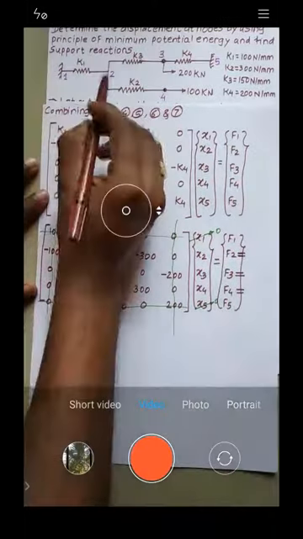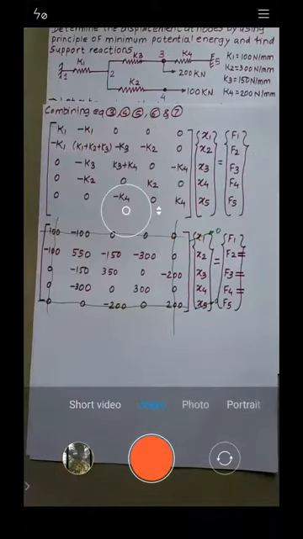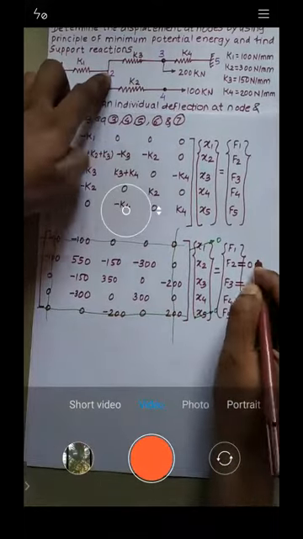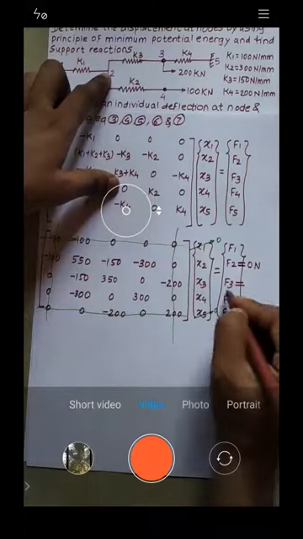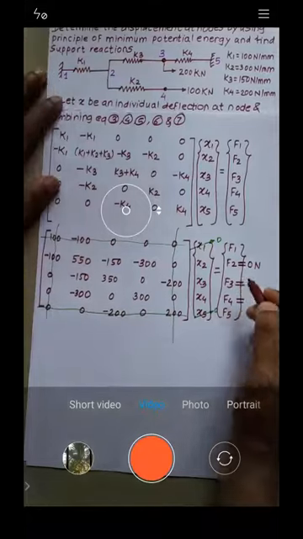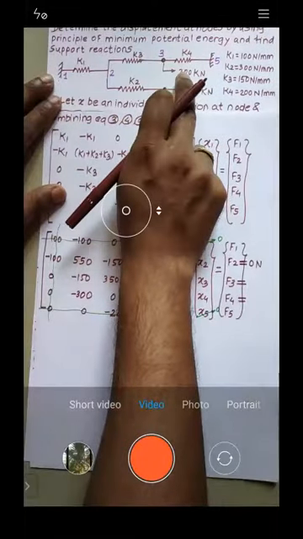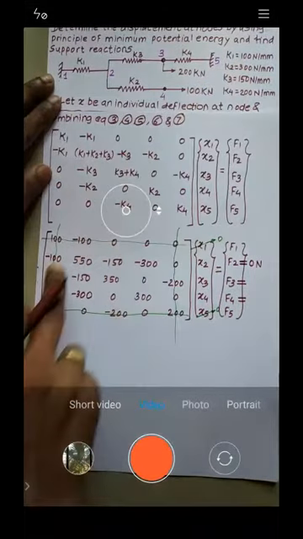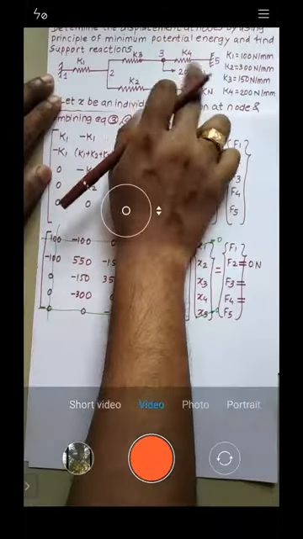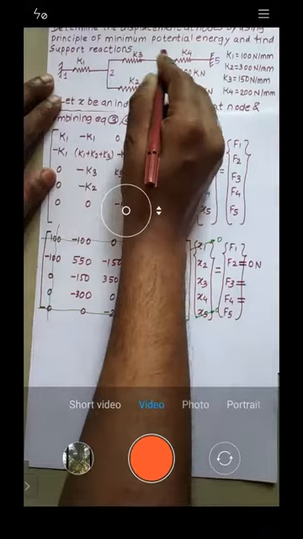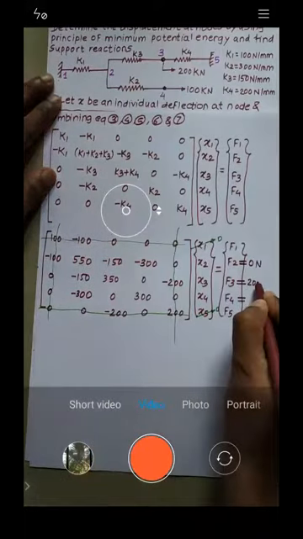Now tell me, what is the force applied at node 2? 0. At node 2, they haven't applied any force, so I will take it as 0 Newton. Now what is the force applied at node 3? 200 kilonewton. They applied 200 at node 3. But the stiffness we have taken is in Newton per mm, so this force has to be in Newton. So I will write 200, multiplied by 10 to the power 3, so it becomes Newton.